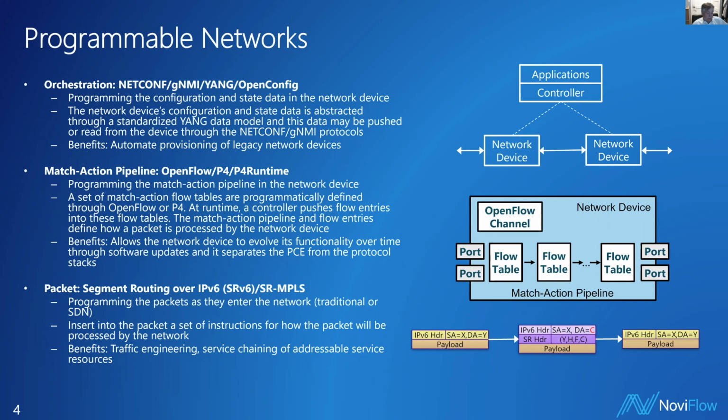The technology for this is segment routing, either over IPv6 or over MPLS. As the packet enters the network, it is classified, and based on this classification, an ordered list of instructions is inserted into the packet itself that defines how the packet will be processed by the network. The key benefits of this level of programmability are traffic engineering, service chaining, and making network services addressable.